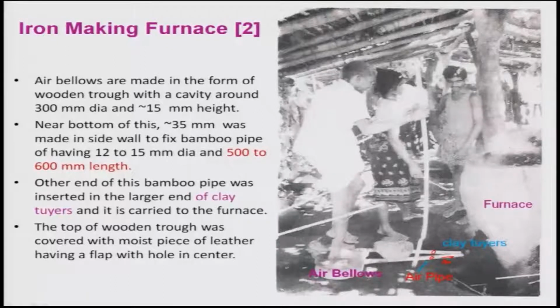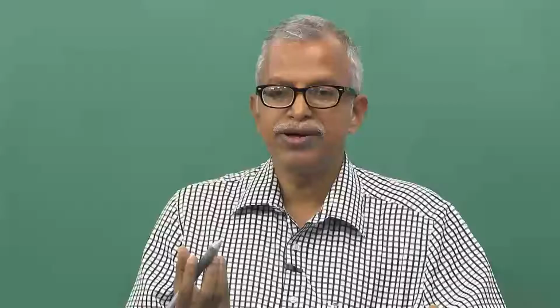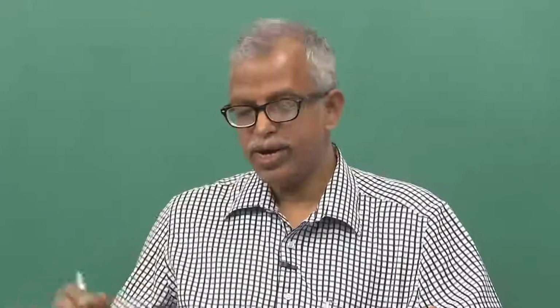The top of the wood trough was covered with a moist piece of leather, and the leather has a flap with a hole in the center, which will be moving up and down, so that air will come in through it. There will also be a valve which will close it, so that air gets into this leather and then goes up, and when you push it, air will get into this pipe.